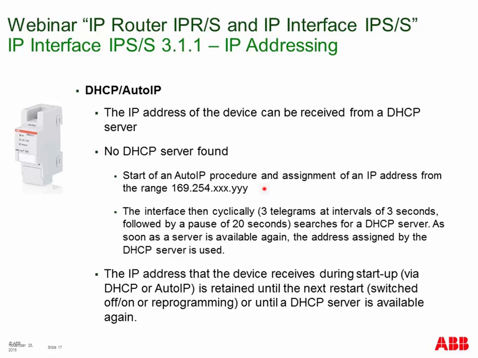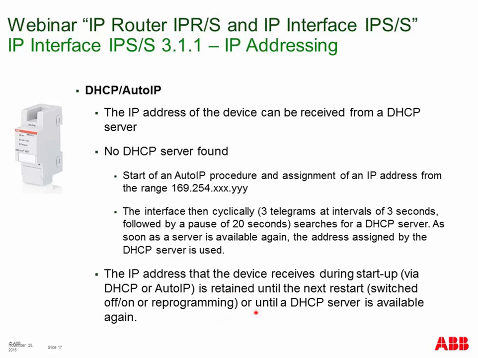Remember, an IP router or IP interface is always an IP device as well, so it needs an IP address. Otherwise it cannot work in a network. So, assuming a bit later the DHCP server starts up again, then via the DHCP server a fitting IP address will also be assigned later on. So this auto IP is only a kind of special case. A DHCP server will then take over and assign the correct IP address.